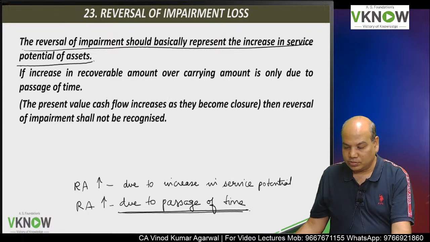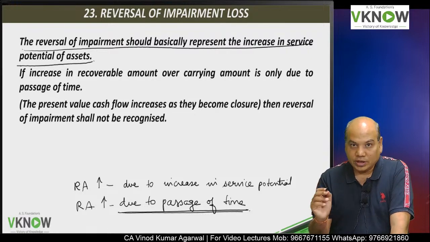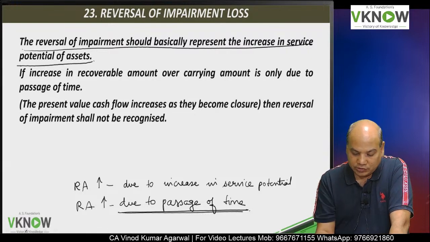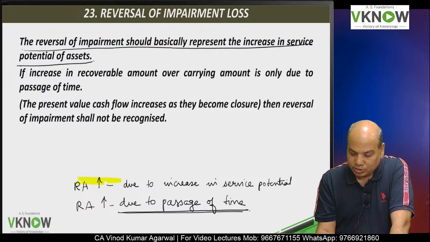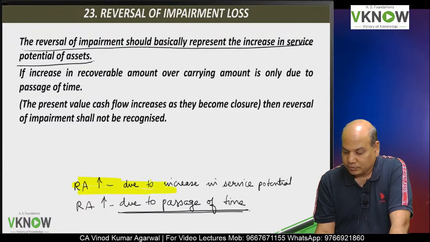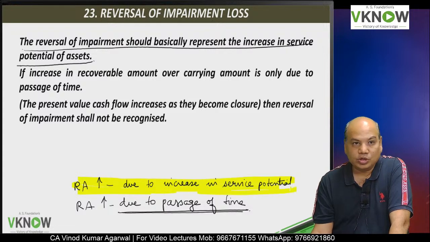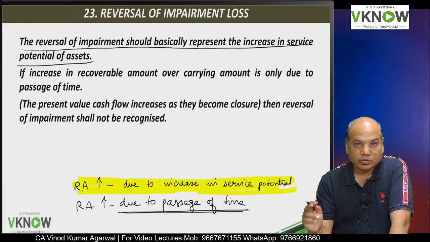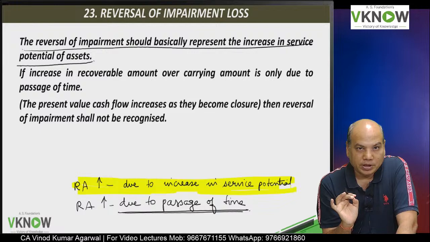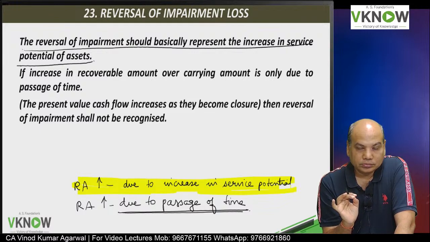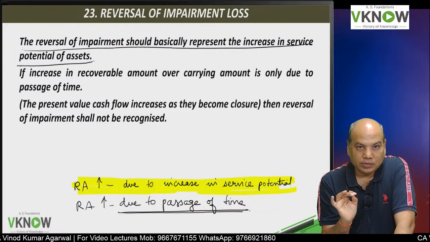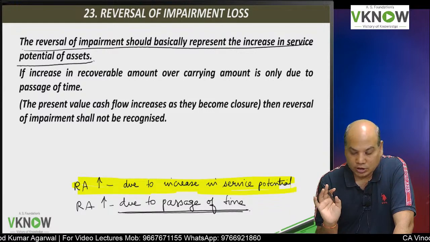How is that possible? So the standard says, now pay attention, many teachers will not explain this, many books will not explain this. If increase in recoverable amount is due to increase in service potential, then we'll reverse the impairment loss. Then we are going to reverse the impairment loss subject to condition.